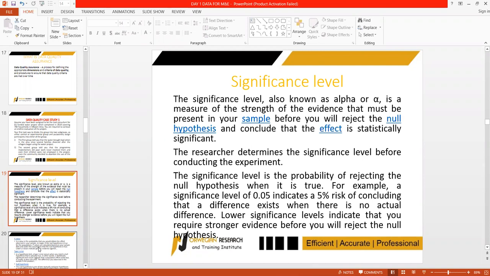Now, for instance, in medical sciences, a matter of life and death, you require stronger evidence before you can reject the null hypothesis. And that is why we increase our margin of error as we deal with things that are a matter of life and death. Health, biological statistics, biostatistics is full of 1% margin of error.